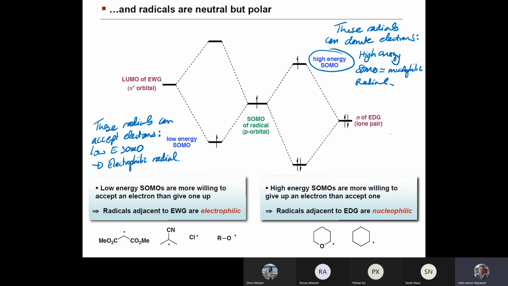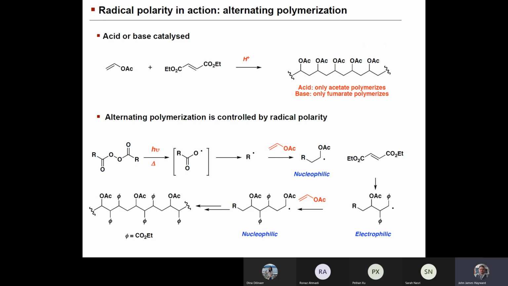So, having described these radicals as electrophilic or nucleophilic, why do we care? Well, I absolutely love this example. Consider what happens when you mix vinyl acetate with diethyl fumarate. If you treat a mixture of these two with acid, you only get one product. And that product is this polyacetate.